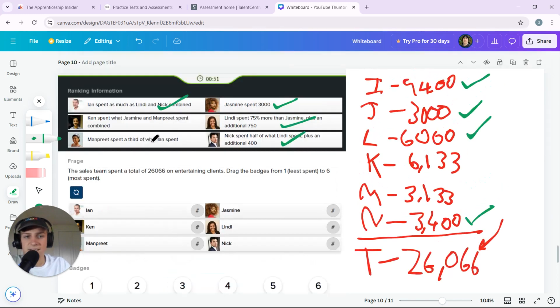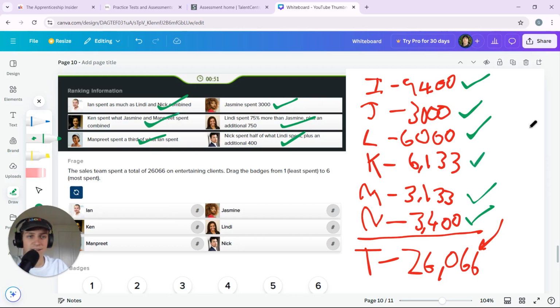Manpreet spent a third of what Ian spent. So Ian, 9,400, divided by 3. 3,133. Okay, I'm happy with that. That's correct. And then Ken spent what Jasmine and Manpreet spent combined. So 3,000 plus... this is 6. So Jasmine, hold on. Ken spent what Jasmine and Margaret spent combined. So 3,000, so 6,000. So that's correct.